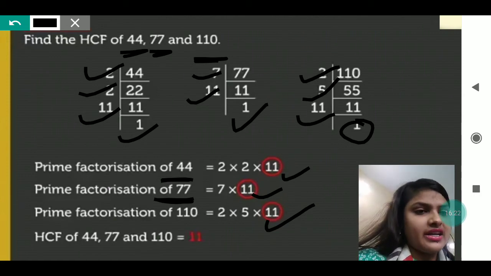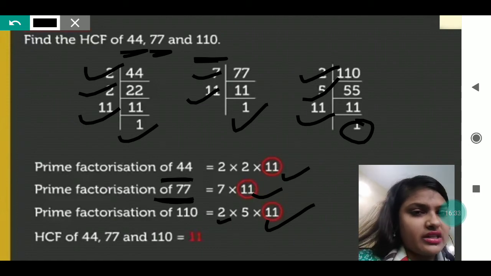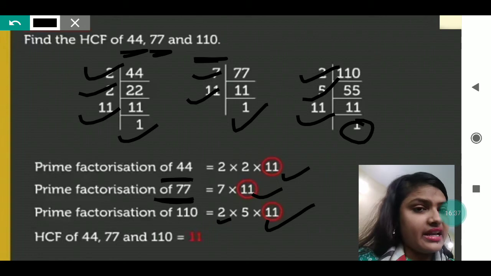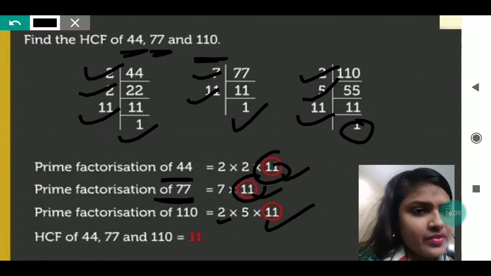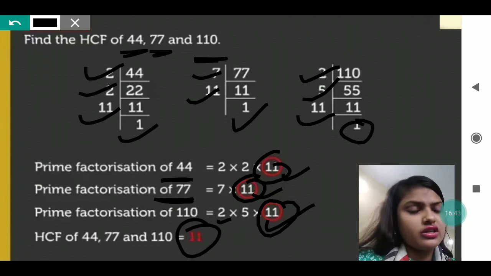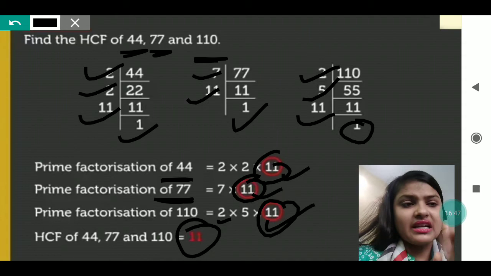Now what is common in them? Is 2 common? No. 2 is there in 44, 2 is there in 110, but 2 is not there in 77. In the same way, 5 is there, but not in the others. 7 is there, but also not in the others. So which is common in them? 11. So only 11 you will write. Nothing more you have to do. No need to multiply here, because only one common factor is there, that is 11.